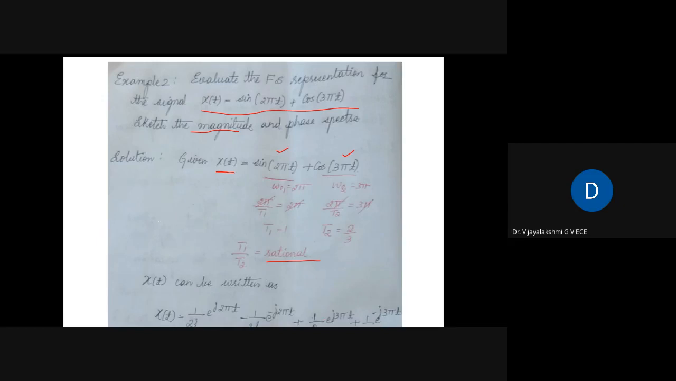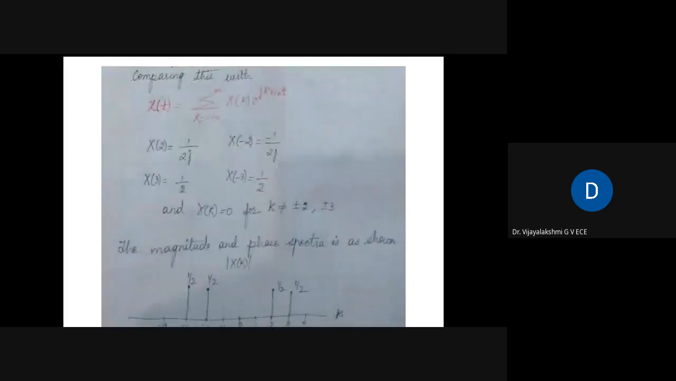Now, what we did in the previous case, we compared this with the standard Fourier series representation, that is the synthesis equation of Fourier series x of t, and then we found out the Fourier series coefficients. So similarly, now this x of t is going to be compared with the synthesis equation of the Fourier series representation. Now you can see from where to where shall I expand this for comparison.